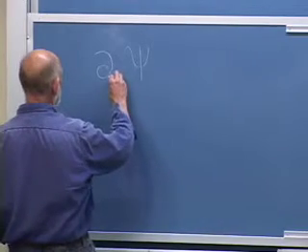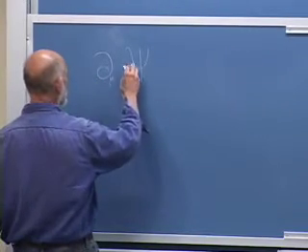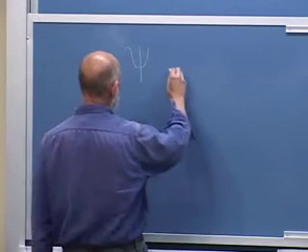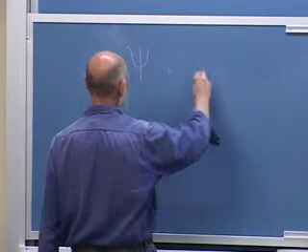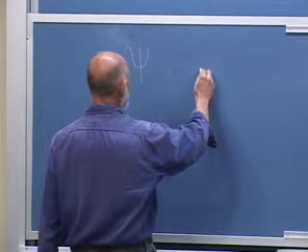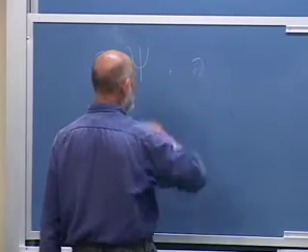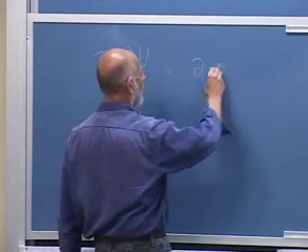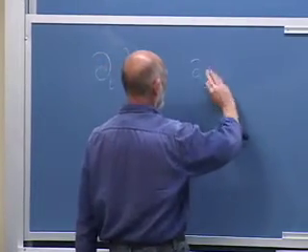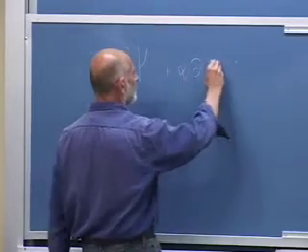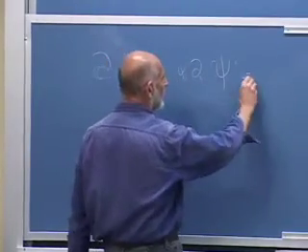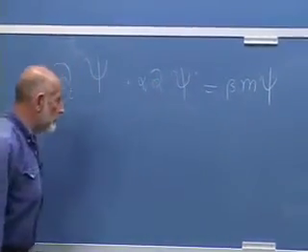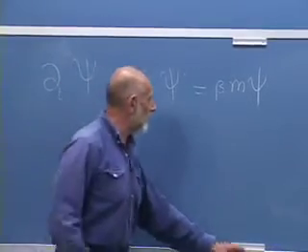Derivative with respect to x mu of, derivative with respect to time of psi, what was it, minus or plus, I don't remember, plus derivative with respect to x sub i, where x sub i means x, y, or z, times alpha i psi, we can put the alpha i out here, and we set that equal to what? Beta times the mass, right? Times psi. That was the Dirac equation. Let me move everything over to the left-hand side.